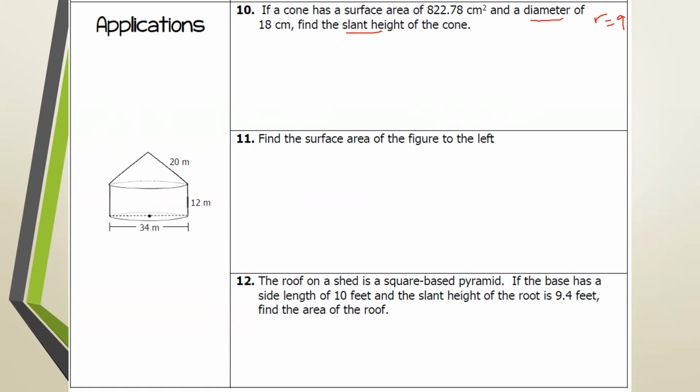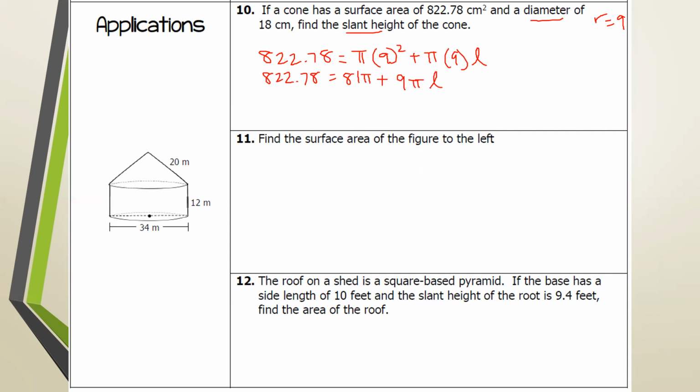So the surface area of our cone is 822.78. The formula for surface area is pi r squared, where r is 9, plus pi times the radius times the slant height. And we need to solve for slant height. So now all we're going to do is use our algebra to solve for slant height, rounding on the very last step. 9 squared is 81, so this becomes 81 times pi, because if I multiply it by the pi, then I have to round, and then it's not exact anymore.